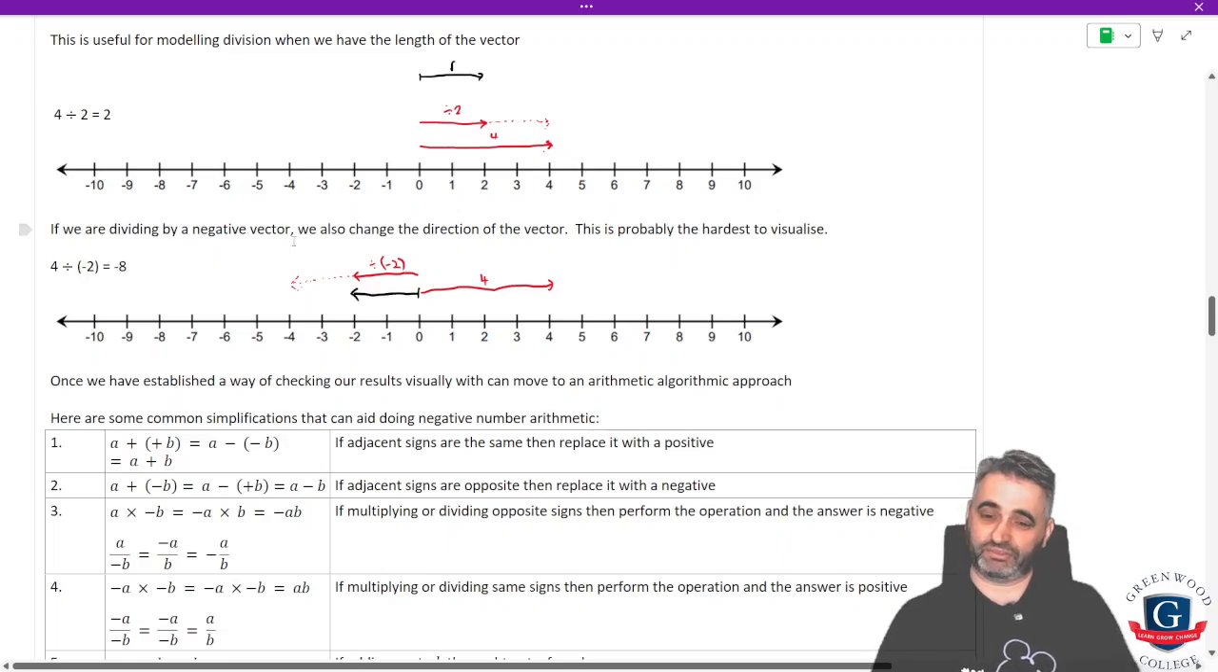If we're dividing by a negative vector, again, change the direction of the vector. This is probably the hardest to visualize. So 4 divided by negative 2. What have I said to do? 4 divided by 2 and then change its direction. So it would normally be 4. First we've changed its direction, then we've halved it. Once these problems get too complicated, the number line becomes less and less useful and we have to start working towards rules, but it's still good to always be able to visualize what it is you're trying to do.